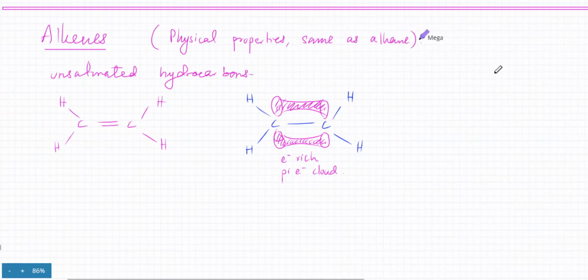Now, focus on the double bond over here. All alkene reactions are going to be because of this double bond. The double bond over here is electron rich. It's an electron rich center, and anything that's attracted to this electron rich center is called an electrophile.